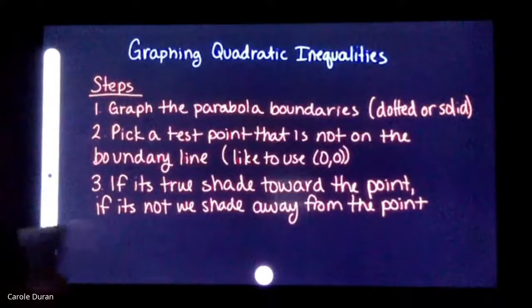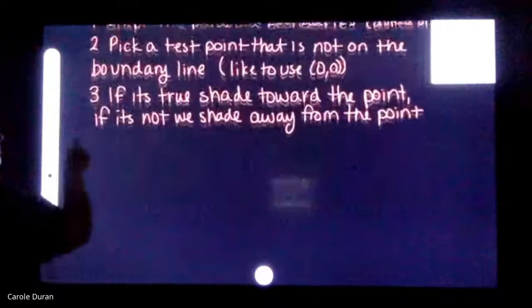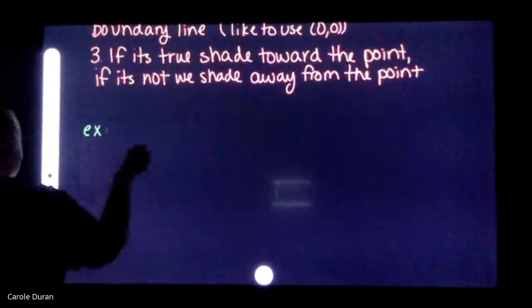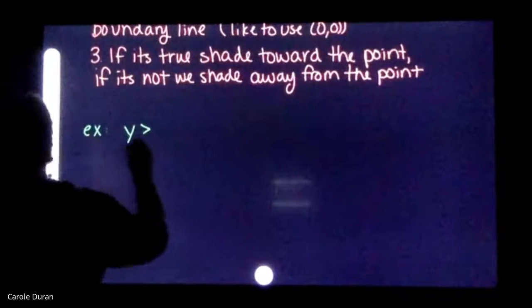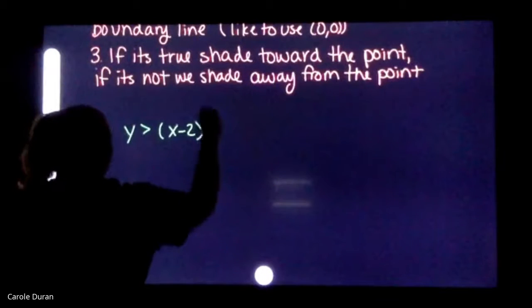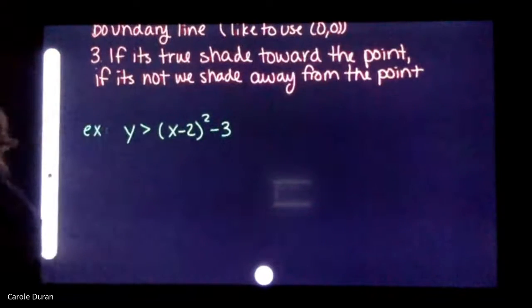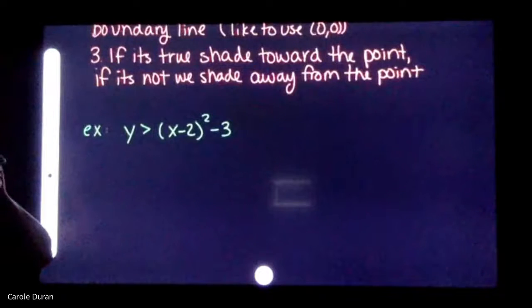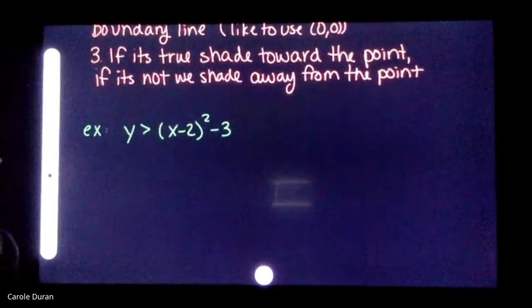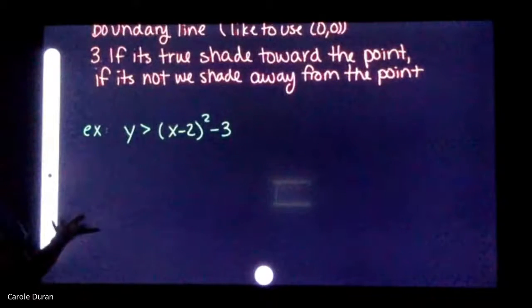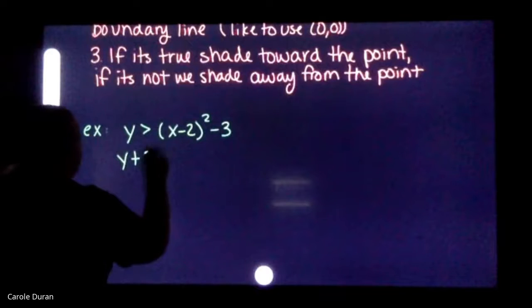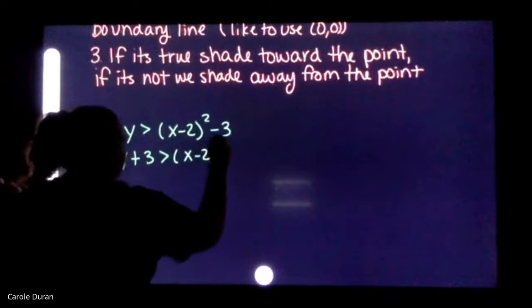Okay, let's go ahead and get started on our first example. The example we'd like to start with is y is greater than the quantity x minus 2 squared minus 3. So as I'm looking at this, I can identify what form this is almost in, right? So to me, this looks almost like vertex form. All I'd have to do is add the 3 over, which would give me y plus 3 is greater than x minus 2 squared.